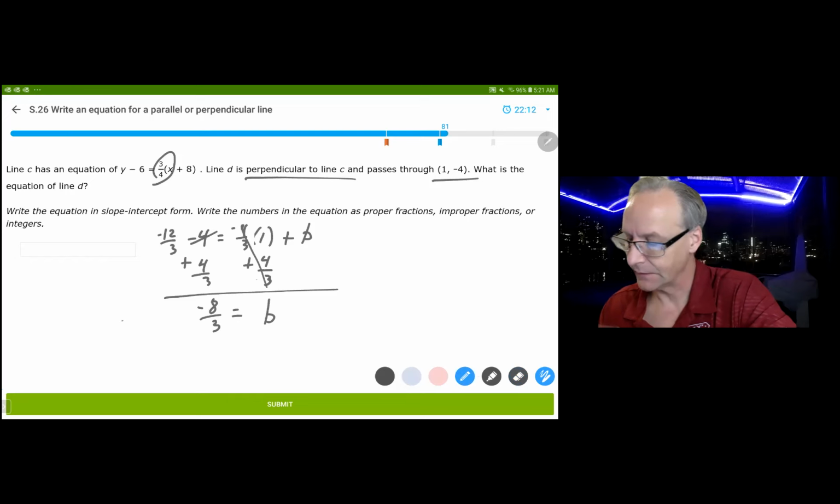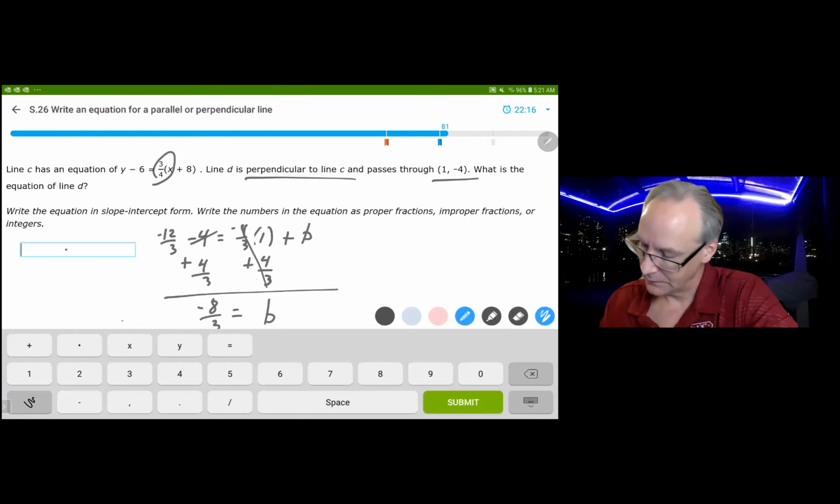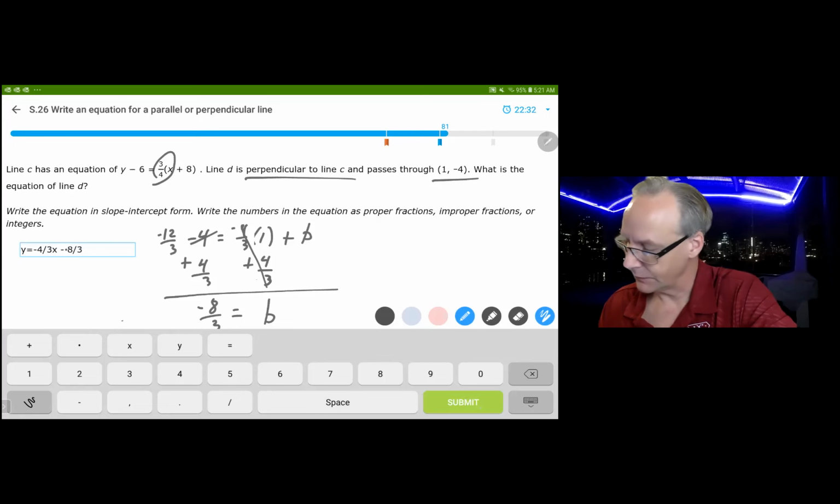Almost made a mistake there. So our slope is negative 4/3. y equals negative 4 over 3 x, and then we have minus 8 over 3. I would have been surprised and couldn't figure out what I did wrong. I may have to space out that minus there. There we go.